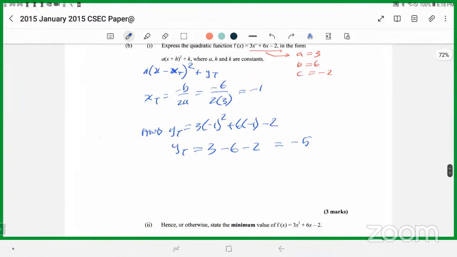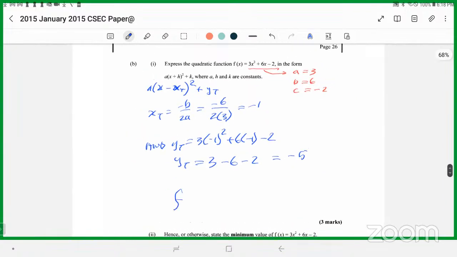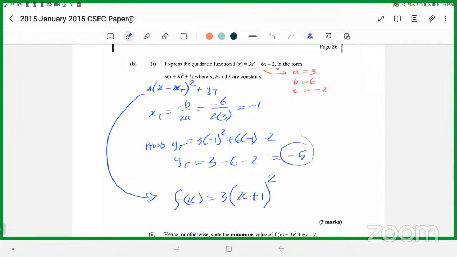And so the expression is that f of x is now equal to, the a is 3, bracket x minus a negative 1. Minus 1 becomes a plus 1. Don't forget the square, and you add in a yt, which is negative 5. That is it. I will stay with that. Yes, sir. That's what I got.